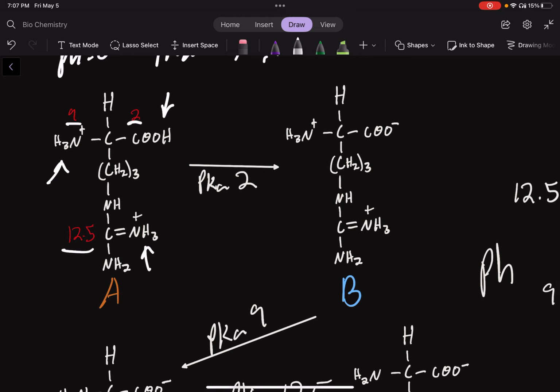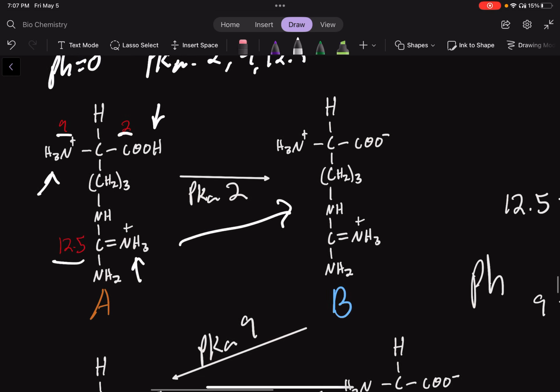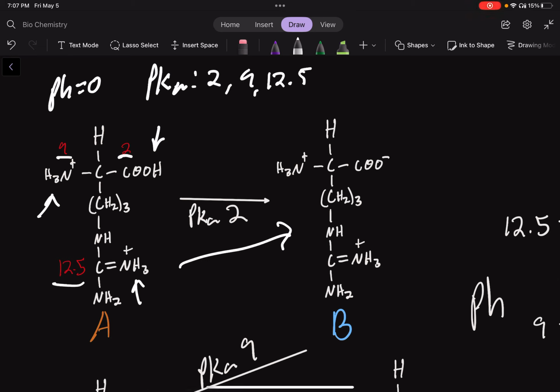To get form B of the molecule, we need to begin adding moles of OH at 0.5 moles at a time. To get from A to B, we go past pKa of 2 and we get our molecule of B. We also see here that our carboxyl group that was attached to the alpha carbon is now deprotonated, and we get the conjugate base form of the carboxyl.